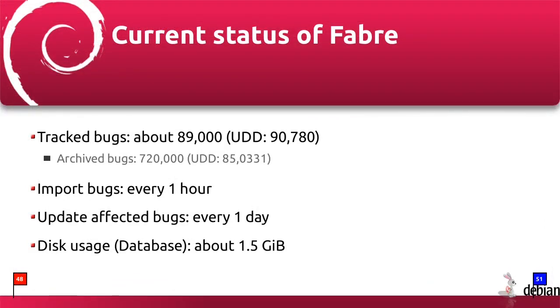In the system, tracked bugs have reached 89,000. UDD tracks 90,000 bugs, so it covers most of them. Currently, bug information is updated every 1 hour, and affected bugs are updated every 1 day. Disk usage is about 1.5 gigabytes.